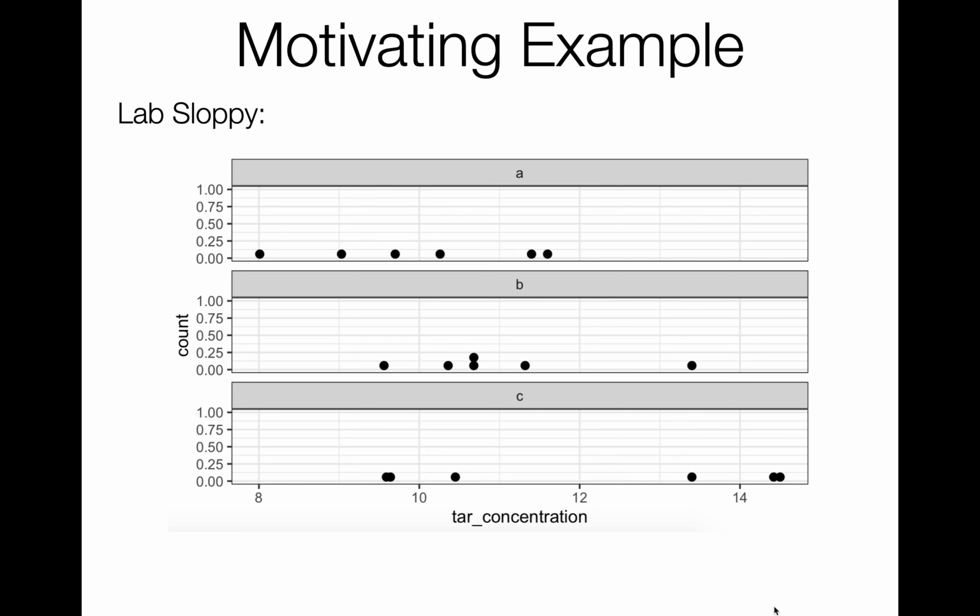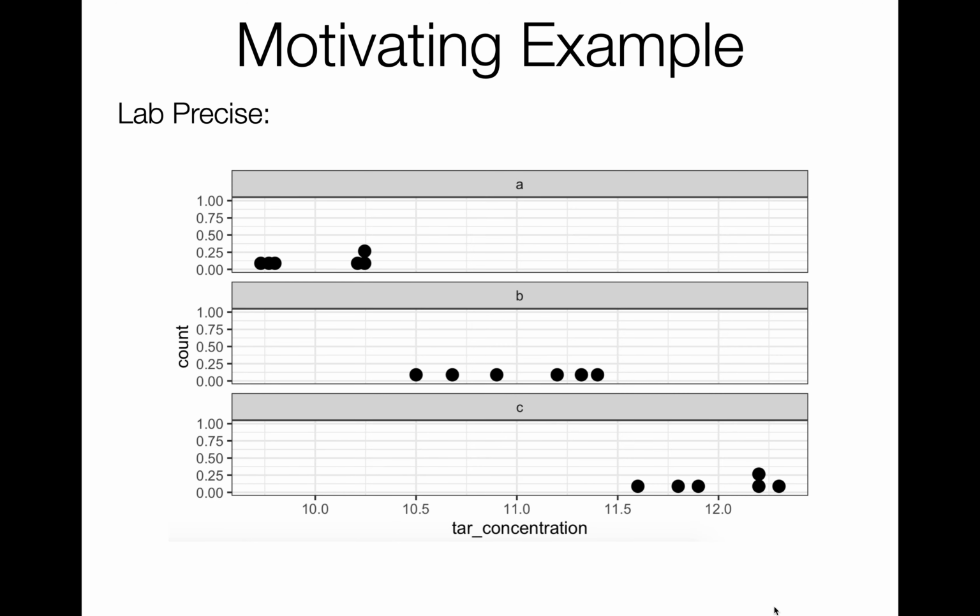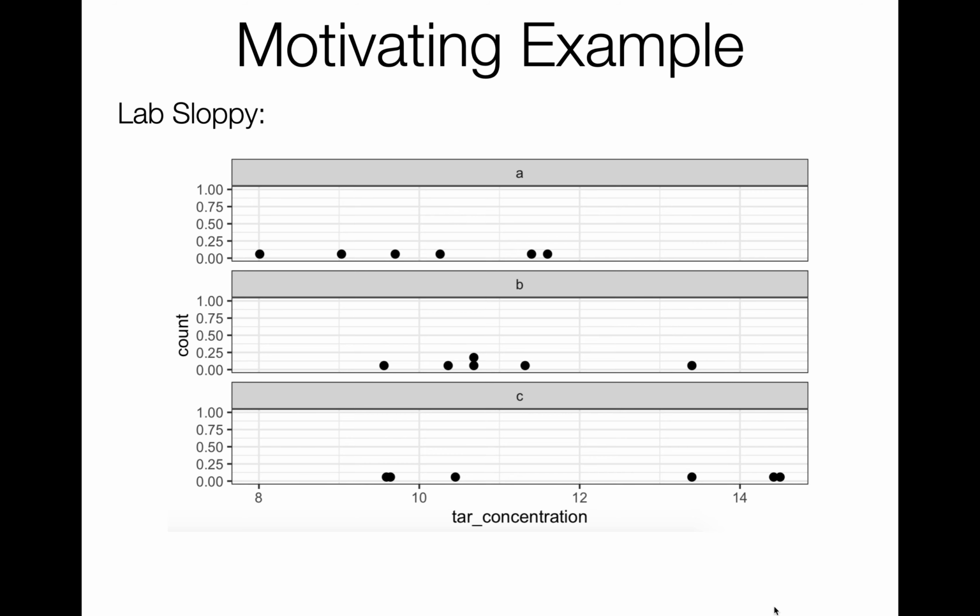I'll just make believe that you gave me the exact answer that I wanted. And the answer is no, they don't give the same story. In Lab Precise, there's absolutely no overlap in the dots between each group. All of Group A's dots are below all of Group B's dots, which are all below all of Group C's dots. But in Lab Sloppy, in this picture, there's a lot of overlap.